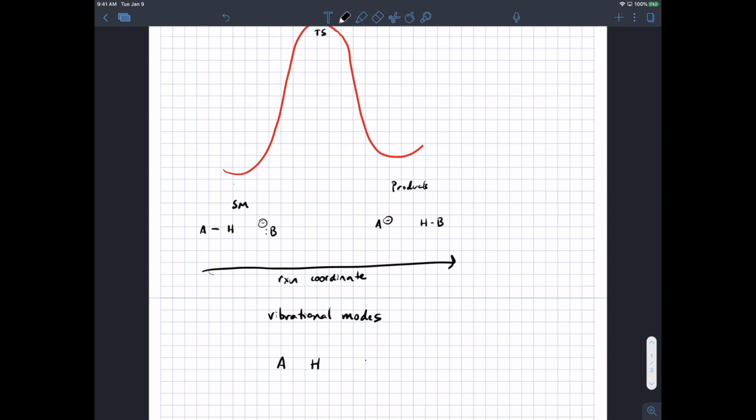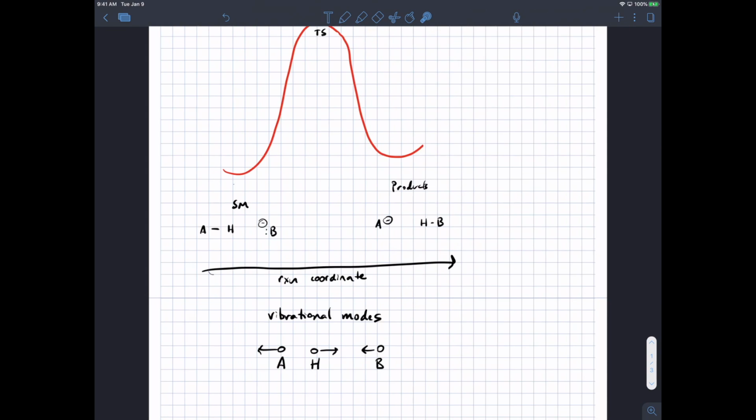So that vibrational mode looks like this. Here's A, H, and B. And here is sort of the regular bond vibration of the bond between A and H. But then if we allow the B to sort of vibrate in the other direction, you can see that if we were to follow this vibration completely, we'd break the bond between A and H, and we'd make a new bond between H and B. So this vibrational mode is our reaction coordinate.